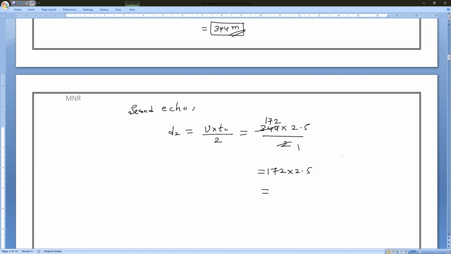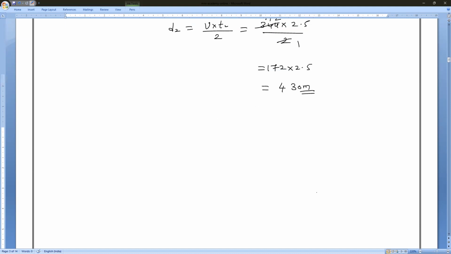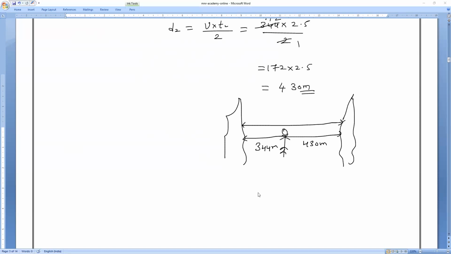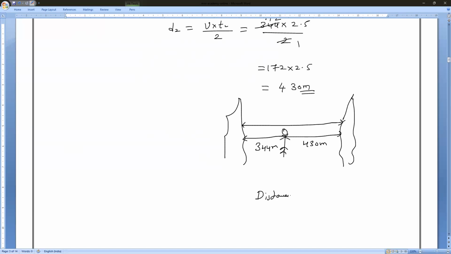430 meters. That is it. Clear, everybody? So the person is in the middle. Now this is mountain 1 and this is mountain 2. The first mountain is 344 meters away and the second mountain is 430 meters away. Now what is the total distance between the cliffs, everybody? We need to add 344 plus 430.